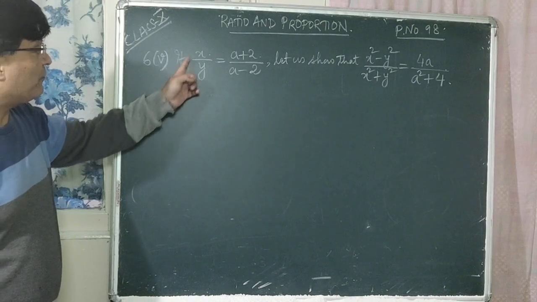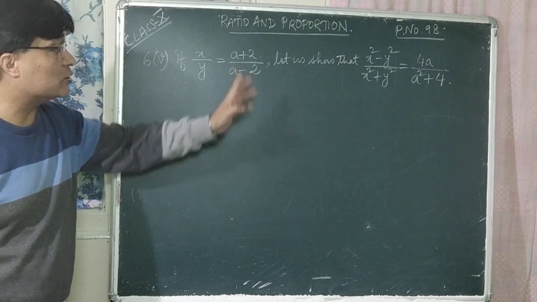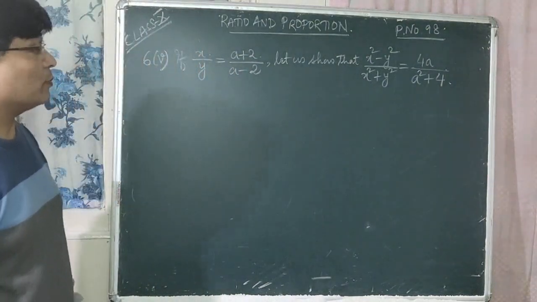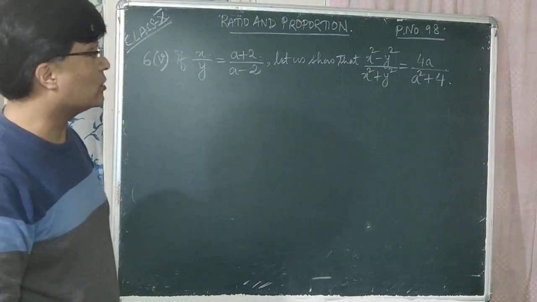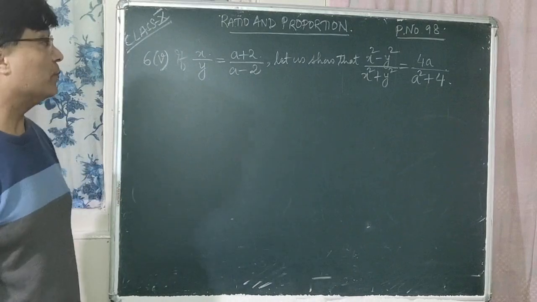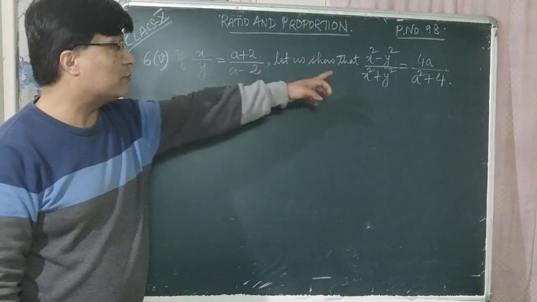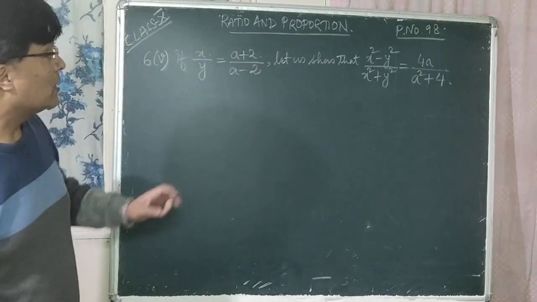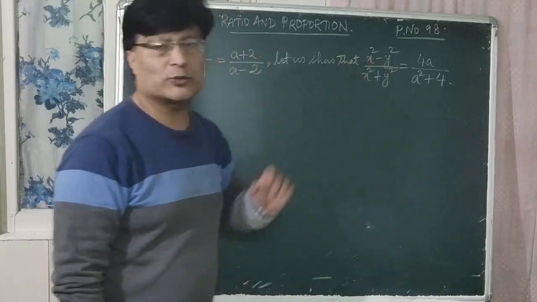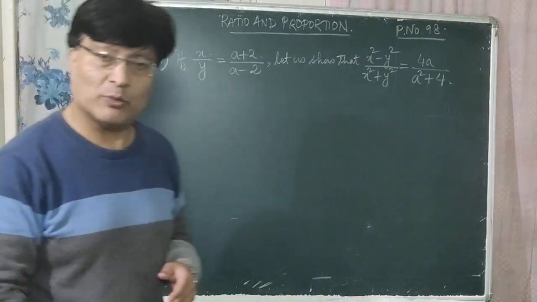If x upon y is equal to a plus 2 divided by a minus 2, let us show that x square minus y square upon x square plus y square is equal to 4a, this whole divided by a square plus 4. Now in this case, from given you have to prove that result. Since there is x square minus y square upon x square plus y square, you have to write down the given part and you have to square both the sides first.